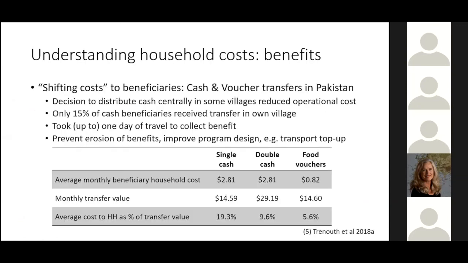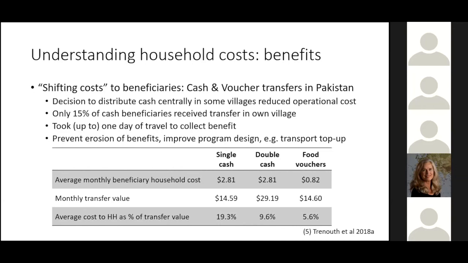We can also use household costs to see how, for example, implementation costs can be shifted to beneficiaries. Here's an example from the cash and voucher transfer program in Pakistan that we just discussed. The implementing organization made a decision to distribute cash centrally at a district capital to reduce their operational costs. And so only 15% of cash beneficiaries received their transfer in their own village, compared to voucher beneficiaries who could redeem their benefit close to home. Traveling to the district capital to collect cash took up to 1 day of travel due to bus schedules.